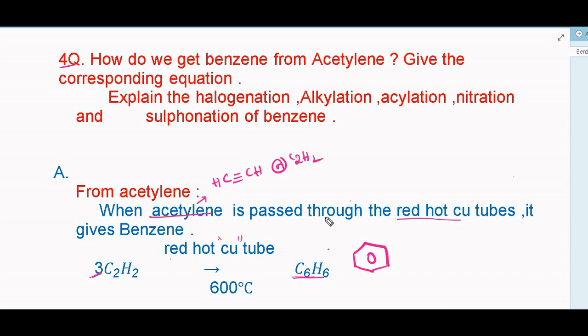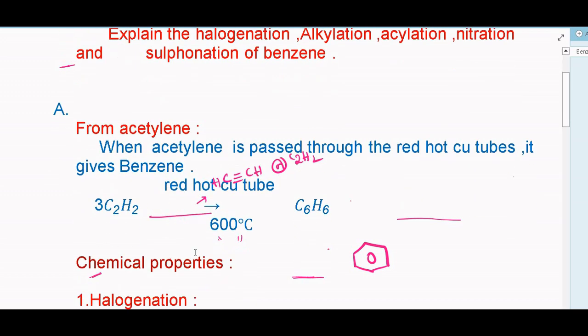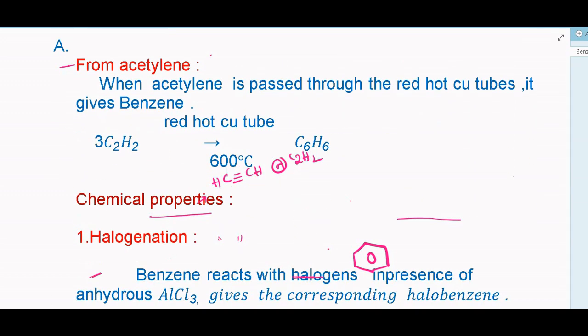So, when acetylene is passed through the red hot copper tube, it gives benzene. 3 moles of C2H2 in presence of red hot copper tube at 600 degrees centigrade gives us C6H6, or benzene. Coming to the chemical properties, benzene participates in electrophilic substitution reactions.